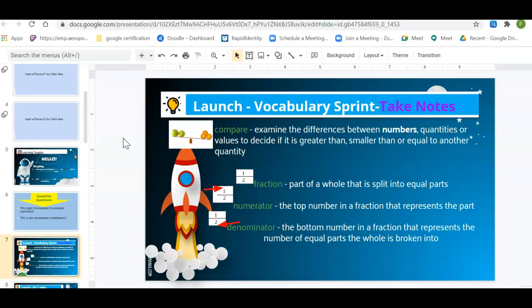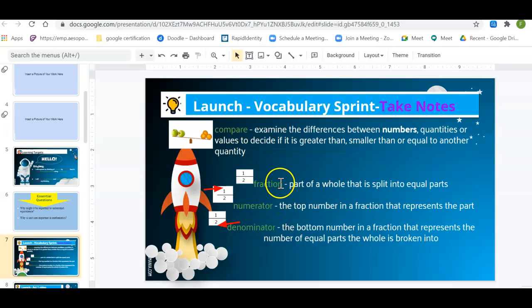Vocabulary sprint. This is where you're going to take notes. Some of these we've already taken down in your notebook on some of our other lessons. Today we're going to add one more new word: compare. I want you to write it down in your notebook. Compare means to examine the differences between numbers, quantities, or values to decide if it is greater than, smaller than, or equal to another quantity. Kind of like the comparison we have over here with the apples and oranges. They're being compared for their weight.